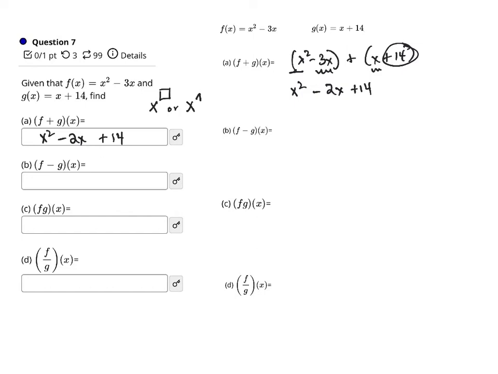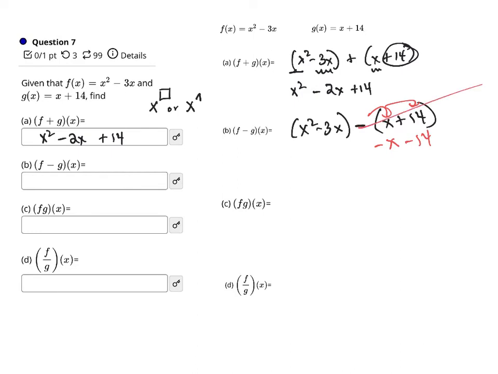All right, let's subtract now. The f of x, which is x squared minus 3x, and we're going to subtract from that the x plus 14. Again, make sure it's in the correct order. This minus, we have to use that to change what's in parentheses, so that makes it a negative x and a negative 14. I get rid of that.